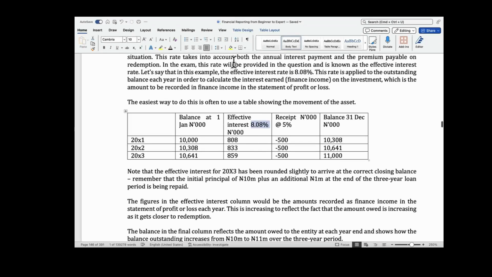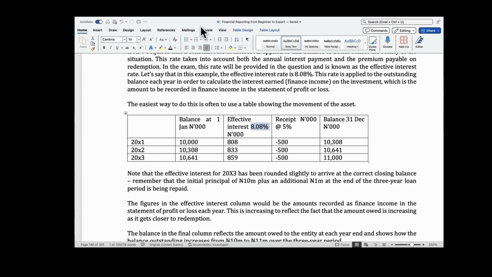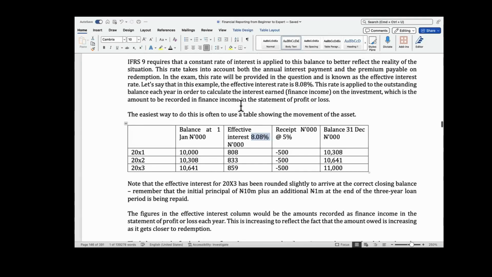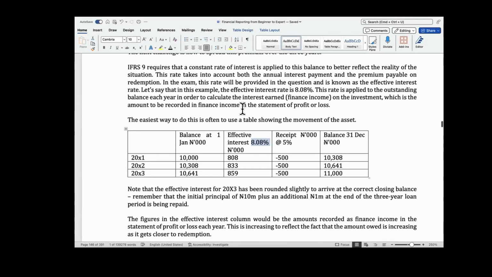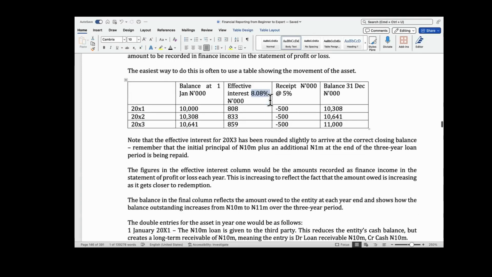Okay. Any questions? Because that's all. Approximately 2.5. Yeah, exactly, to give you 2.5. That is all. It is not more than this. ICAN will not ask you more than this.